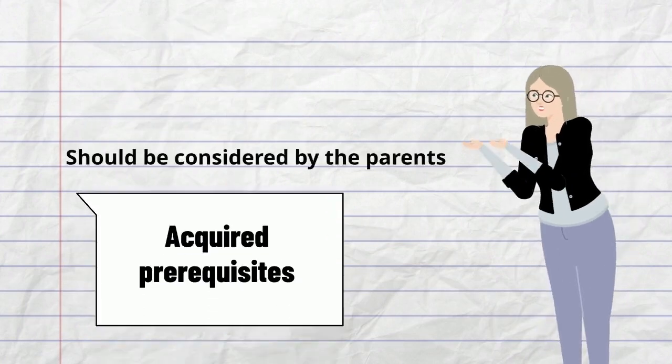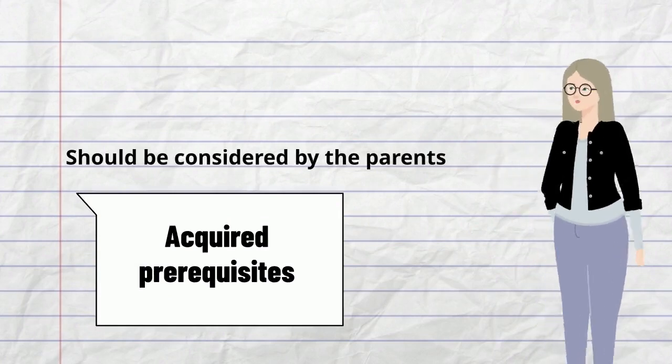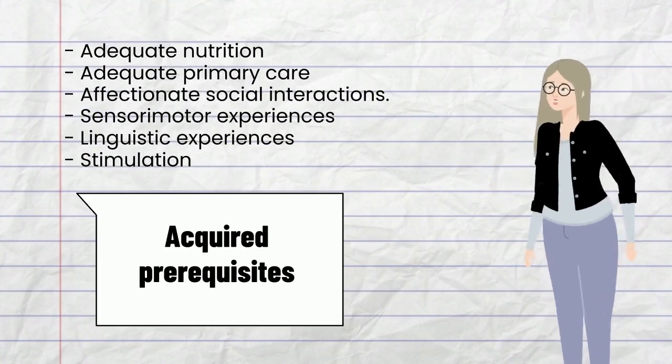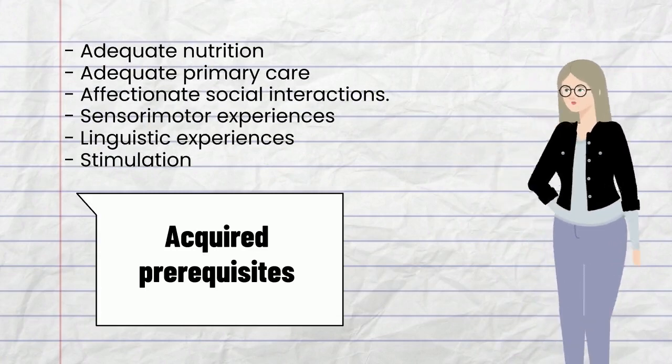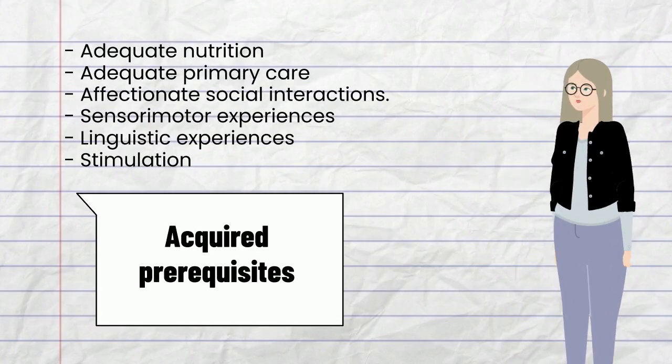Acquired prerequisites come from the outside and should be taken into consideration by the parents or caregivers. These are adequate nutrition, adequate primary care, affectionate social interactions, sensory motor experiences, linguistic experiences, and stimulation.